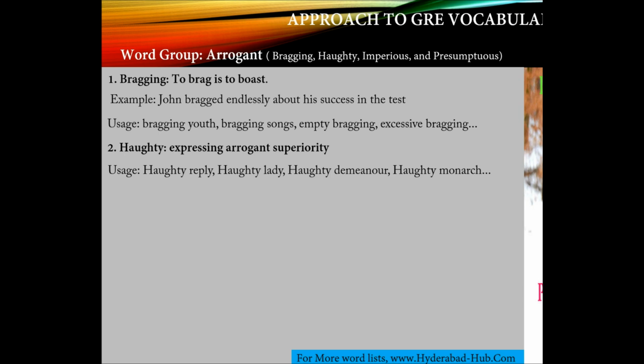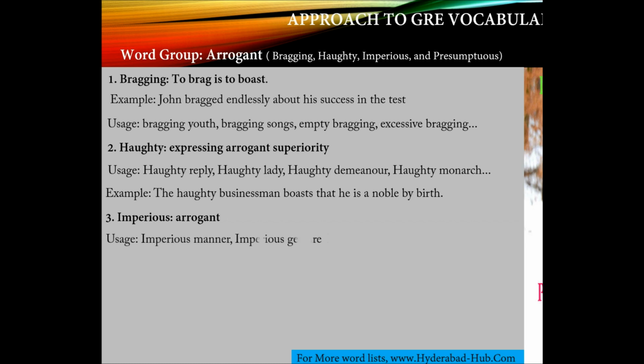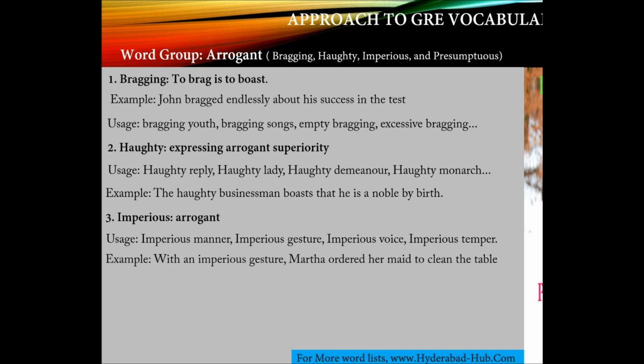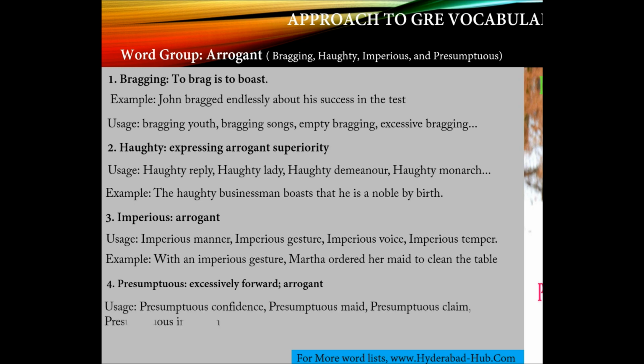Haughty. Meaning: expressing arrogant superiority. Usage: haughty reply, haughty lady, haughty demeanor, haughty monarch. Example: the haughty businessman boasts that he is a noble by birth. Imperious. Meaning: arrogant. Usage: imperious manner, imperious gesture, imperious voice, imperious temper. Example: with an imperious gesture, Martha ordered her maid to clean the table.